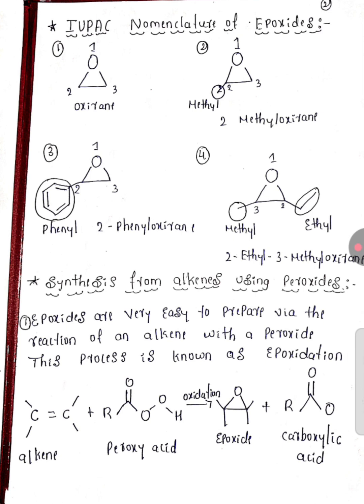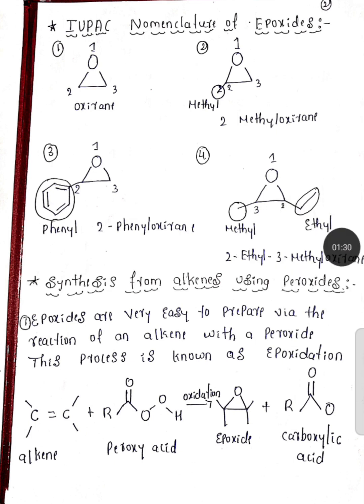Next, we have to know the IUPAC nomenclature of epoxides. Next, we have to know about synthesis from alkenes using peroxides. Epoxides are very easy to prepare via the reaction of an alkene with peroxides. This process is known as epoxidation.